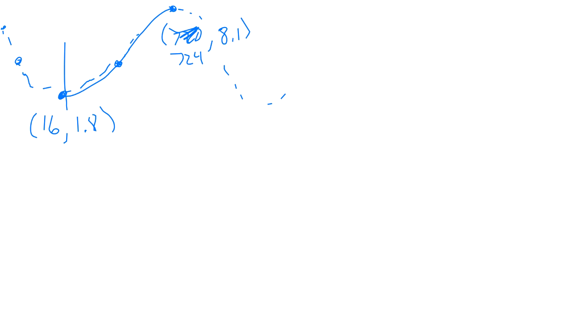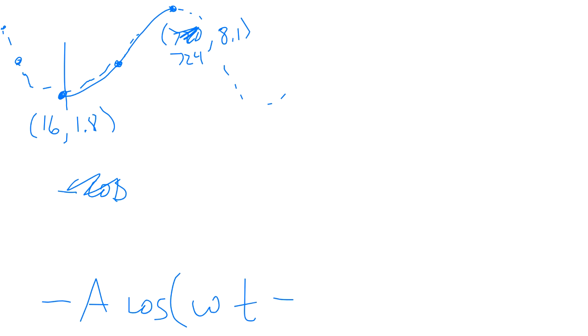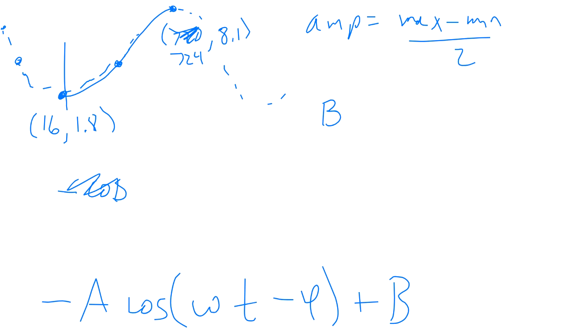So we are looking for a negative something cosine of omega t minus phi plus a vertical shift. And now we just need to figure all of this out based on the information we were given. And now you can see it's very similar to stuff that we've had before. So let's determine our amplitude. So we know that amplitude is max minus min over 2. We also know that our vertical shift is max plus min over 2.